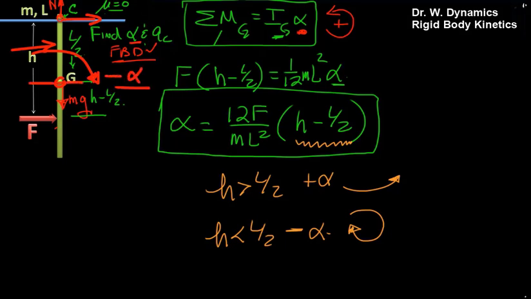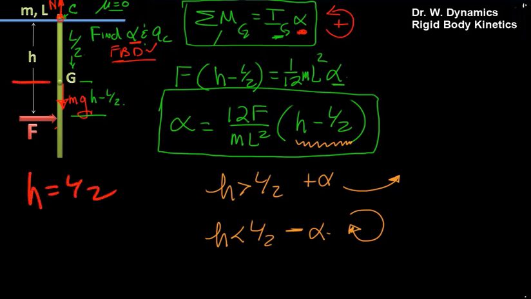It raises an interesting question. What will happen if h equals L on 2? We impact it right at the center of mass of this system. Well, alpha would be 0, which means the rod itself would all uniformly just move forward as a linear event and just slide forward. So with that, we have our value for alpha.